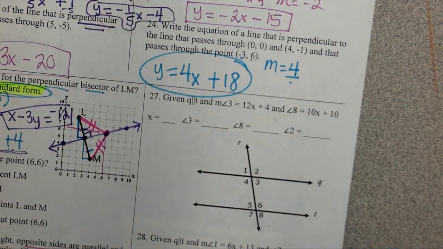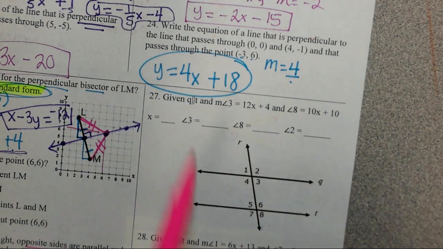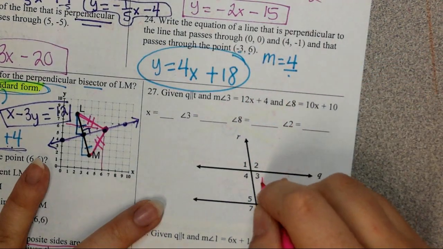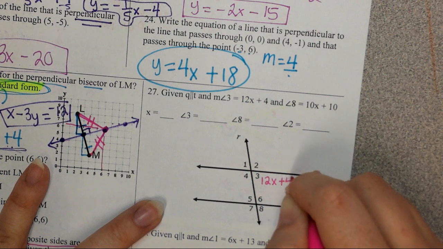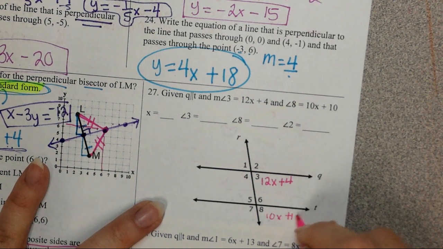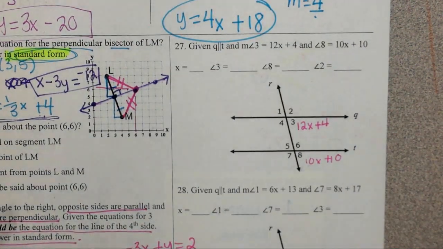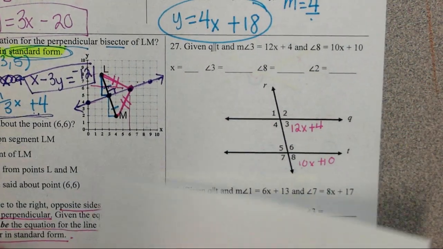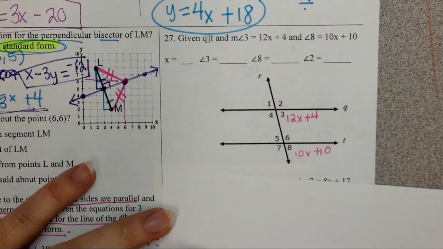All right, so we've got some algebra problems involved here. So it says, given that Q is parallel to T and the measure of angle 3 equals 12x plus 4 and angle 8 equals 10x plus 10, we want to find all these different angles. Okay, so what we know about 3 and 8 is that these are corresponding angles which are congruent.